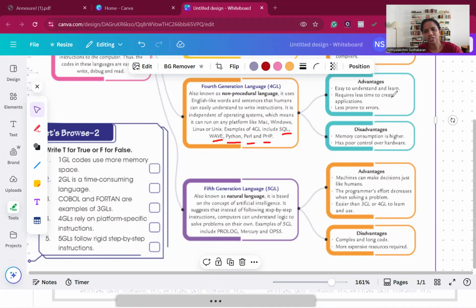Advantages: they are easy to understand, require less time to create the application, and are less prone to errors. It is not making many errors. Disadvantage: more memory is consumed, so it takes a lot of space.